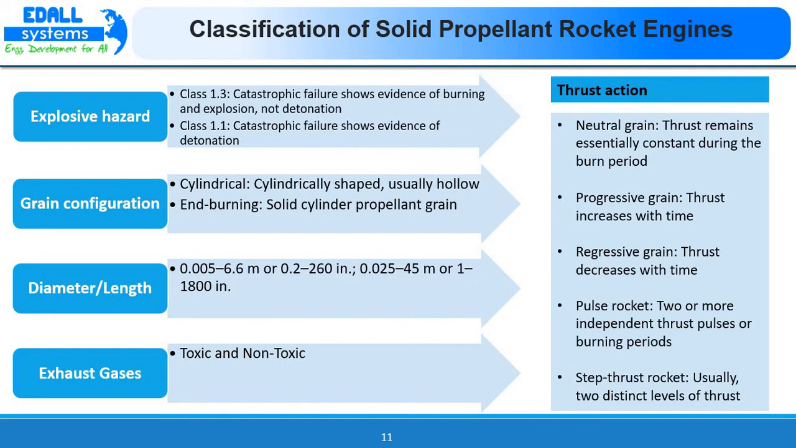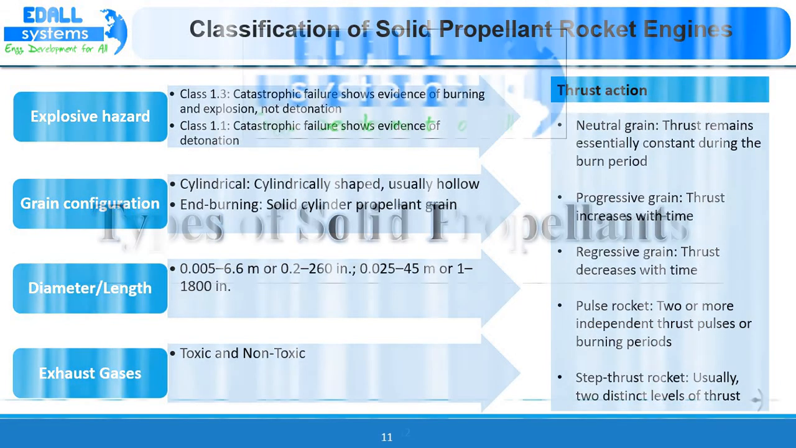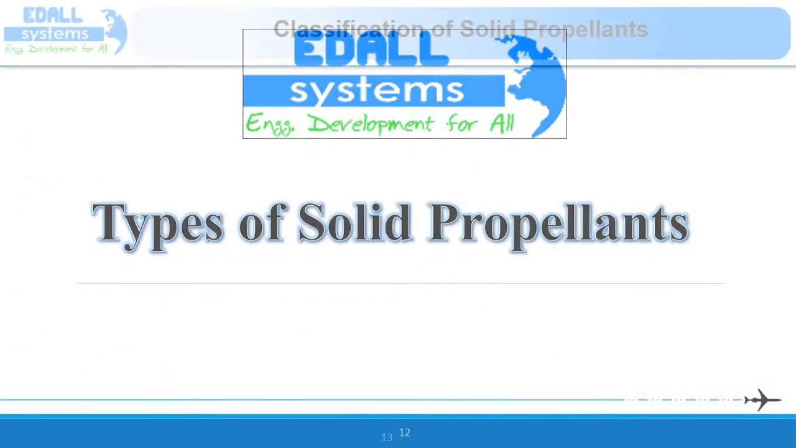So this is the broad classification of solid propellant rocket engines based on several factors, and several categories are being made. But the most widely used category which we follow is based on the propellants. So based on the three types of propellants, we can classify the solid propellant rocket engines, which we will see next. So the types of solid propellants.